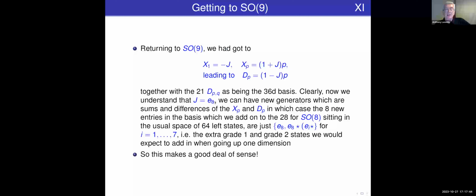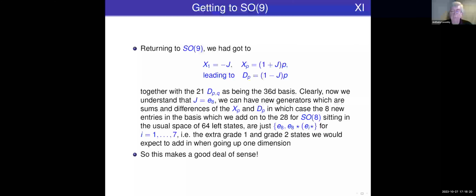If this j is just going to be E8, then it's pretty obvious what we should do: take the sum and difference of these x's and d's, in which case the 8 new entries in the basis, which we add on to the 28 for SO8, are now just E8 and combinations of E8 with the other Ei, 1 up to 7. In other words, all we've done, once we've got this E8, is to add an extra state to SO8. So of course, it goes up to SO9, an extra orthogonal state, I should say. So this makes perfect sense. It's exactly what should happen.